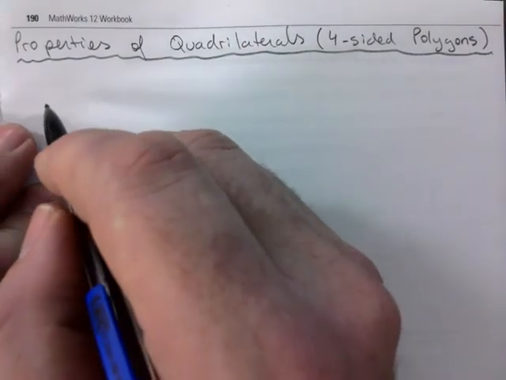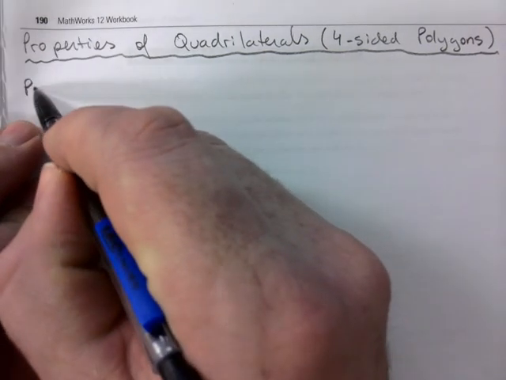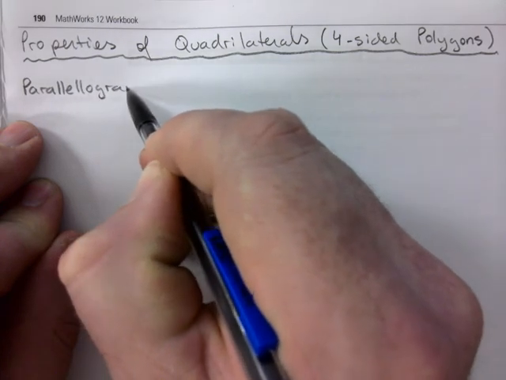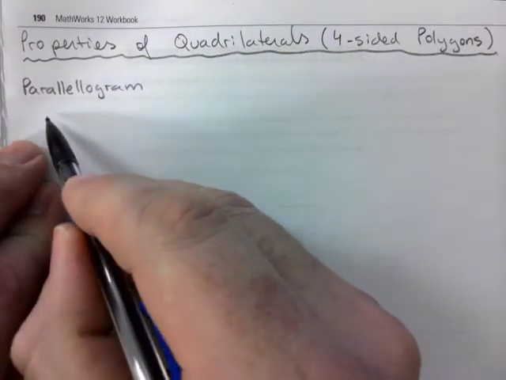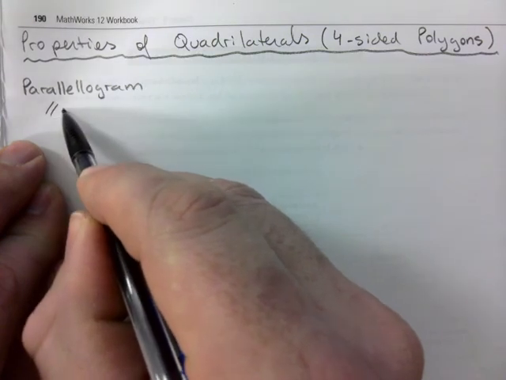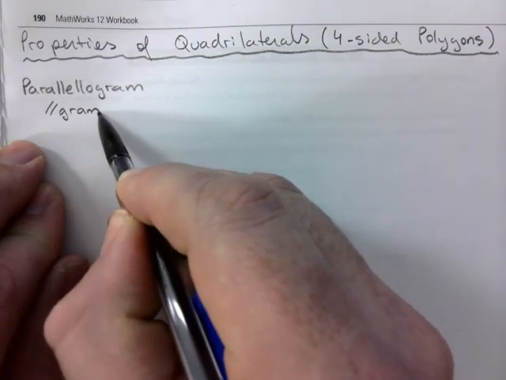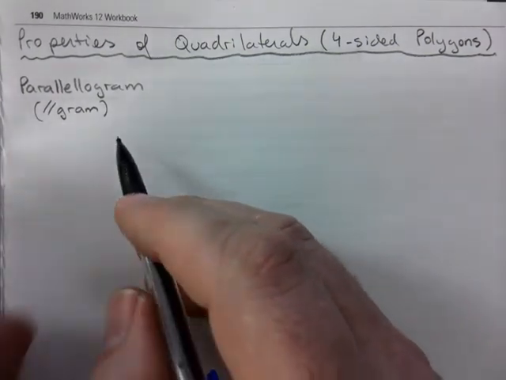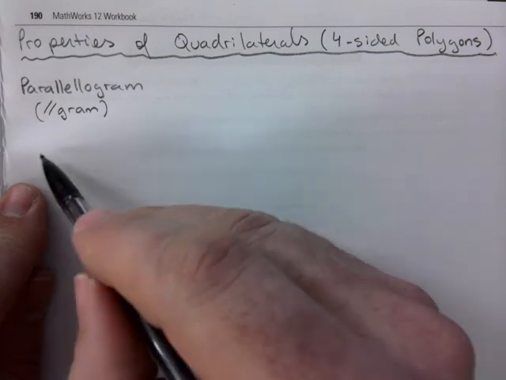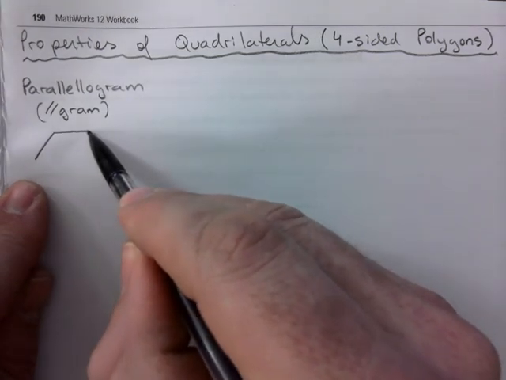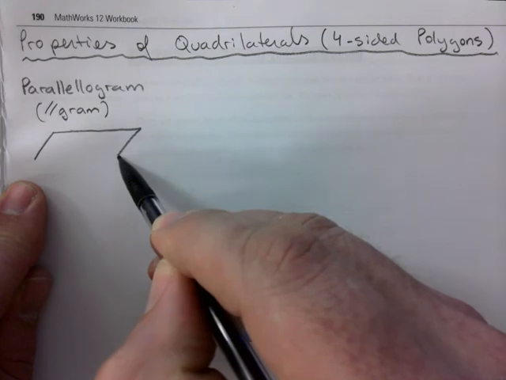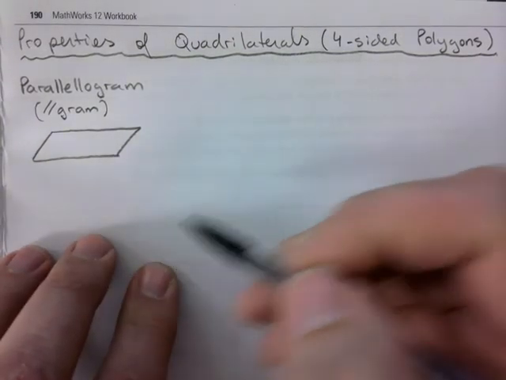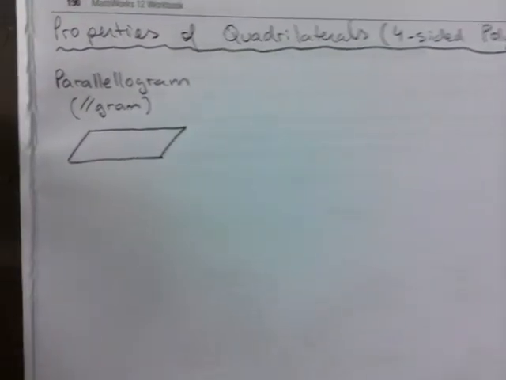So the first one is parallelogram. Parallelogram. In short, I do this. Two lines like that, gram. Okay? Because that symbol stands for parallel. And then you draw a slanted rectangle. So it should be a little bit longer than it is wide. Like that. I'm going to zoom into the diagram for now.